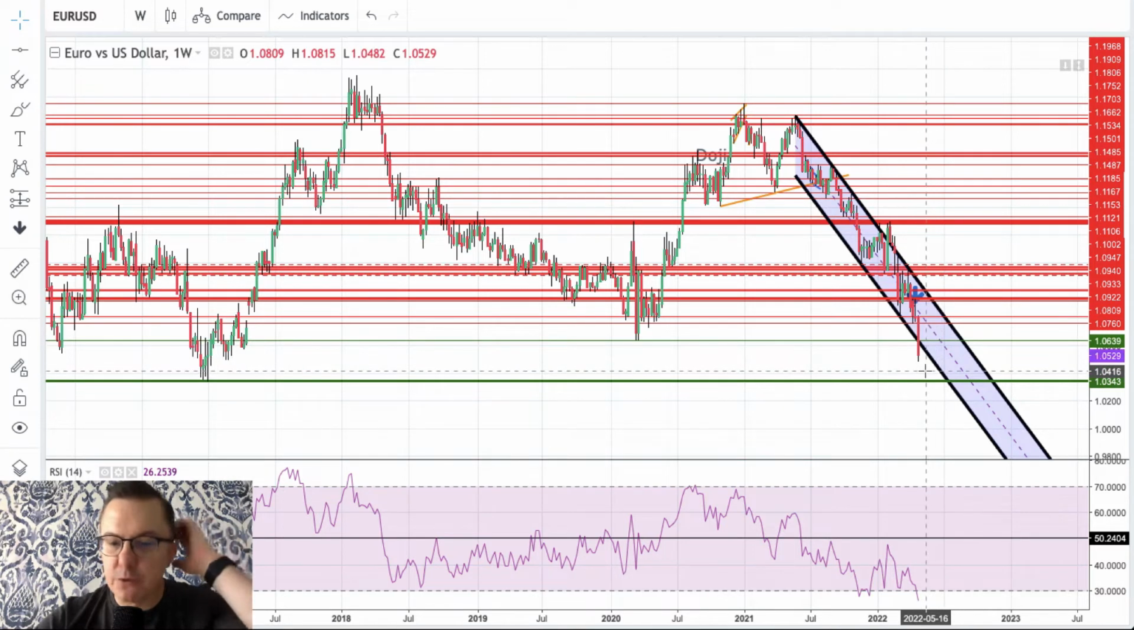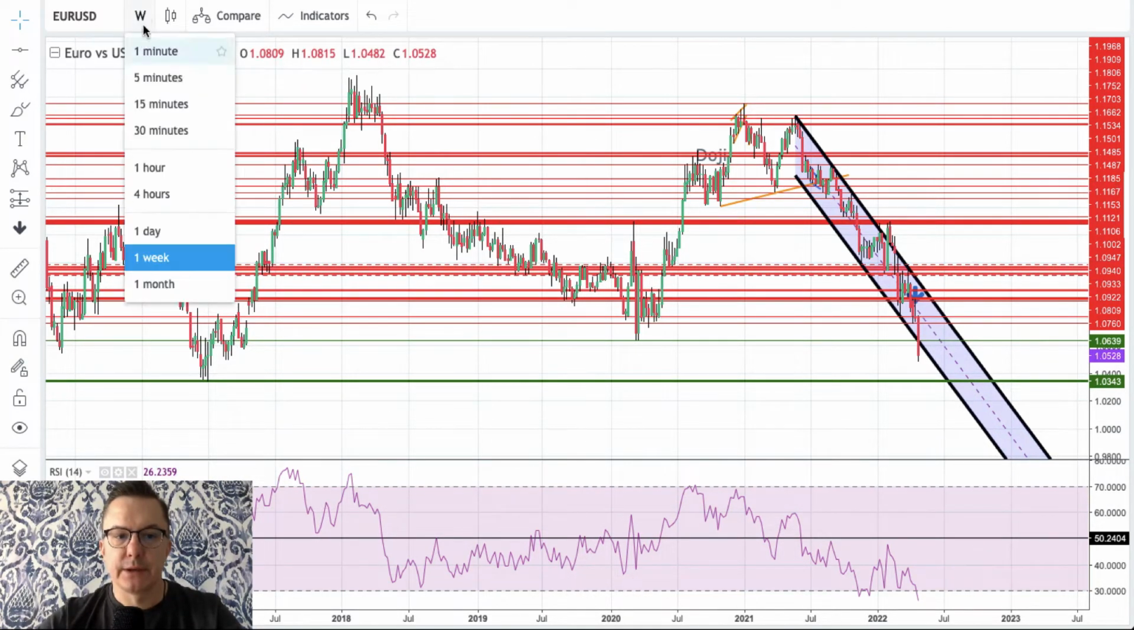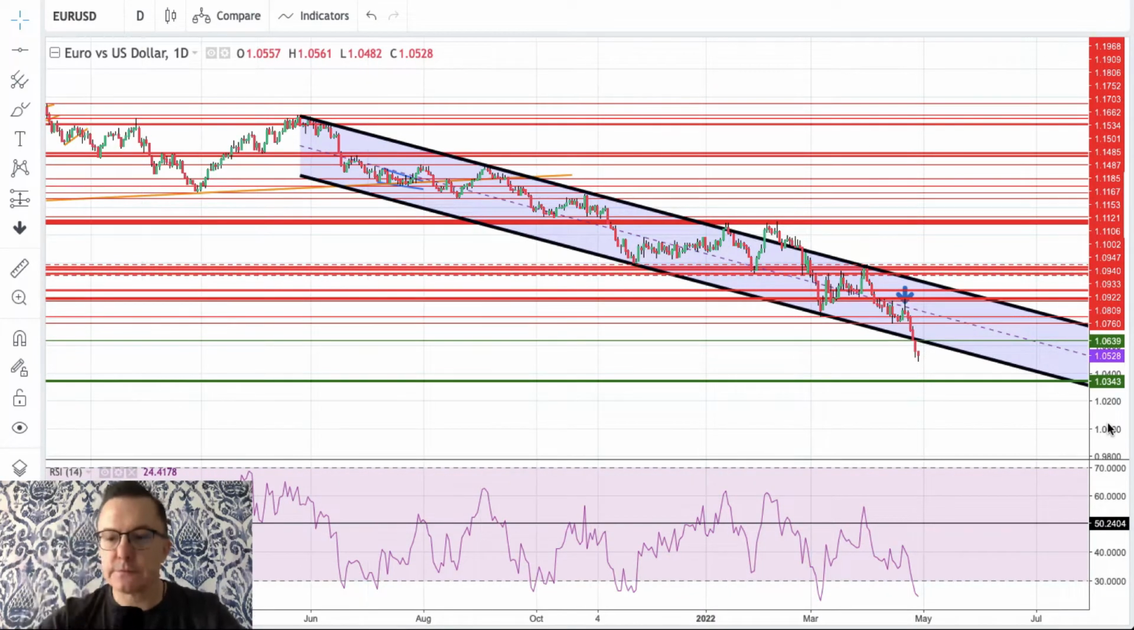Maybe the same pattern will unfold here. We will hit the technical support, bounce for a few weeks, up and down, whip some moves, and then a rally or a correction. So please keep an eye on this. These levels here, we are approaching very, very interesting technical support.